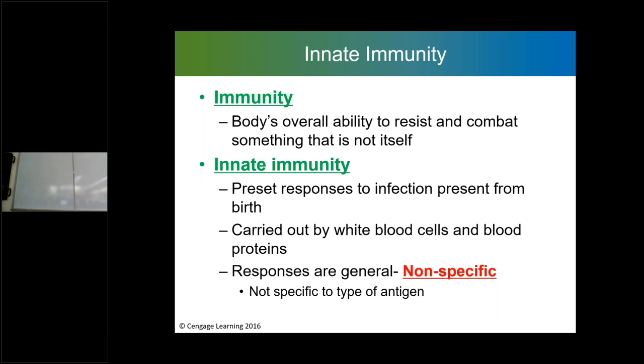So innate immunity consists of preset responses to infection, present from birth. What can contribute to this immune response is anything that mom gives to the baby, that the baby is born with and will mature over time. The immune system of an infant and a child has much less ability to protect the child than an adult who's been living for the past 30, 40, 50 years. Their immune system is, we would say, immature, and it needs to develop and grow. Innate immunity, preset from birth, is carried out by white blood cells and blood proteins.